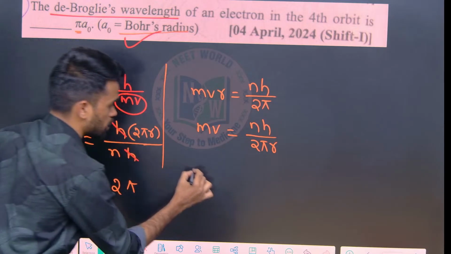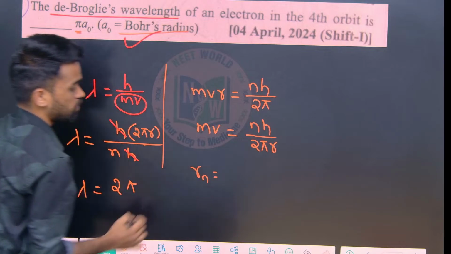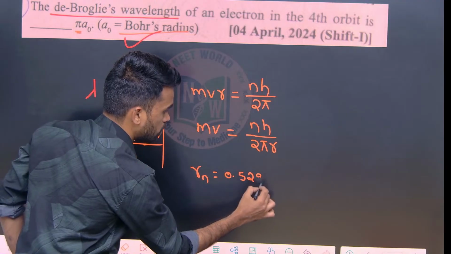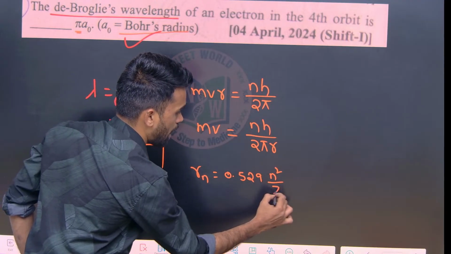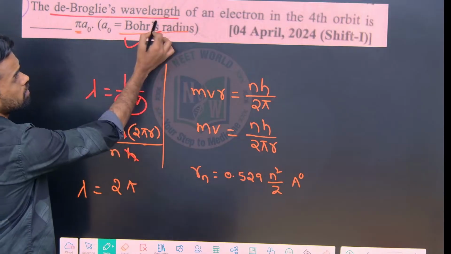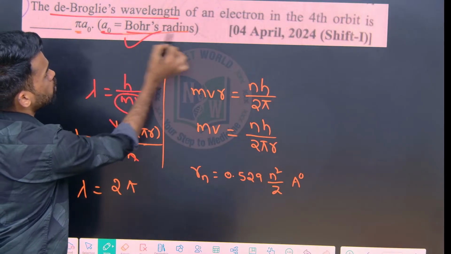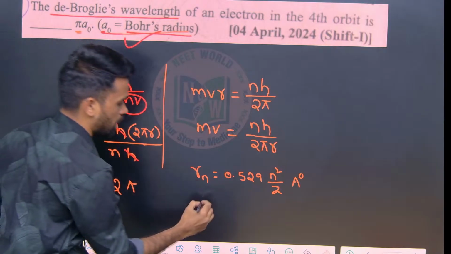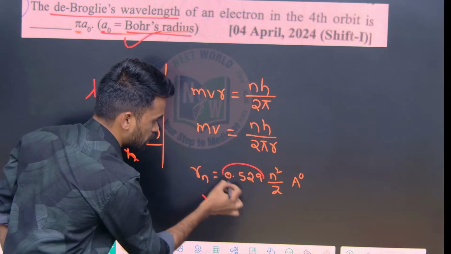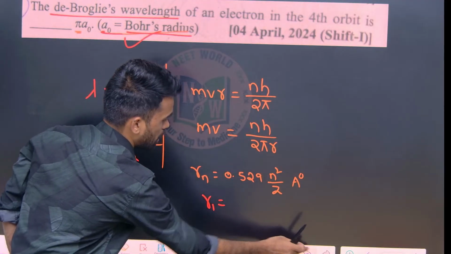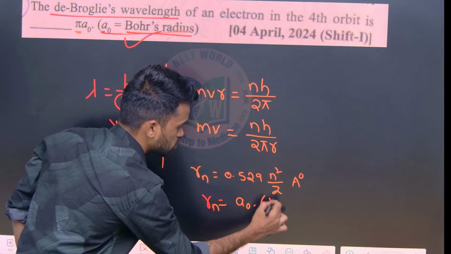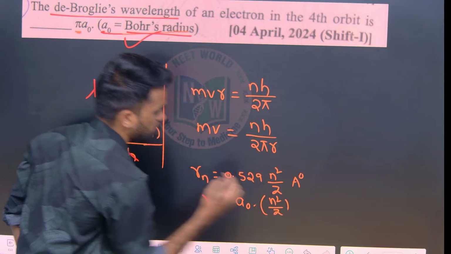And r means what? Radius of the nth orbit. What is the formula for the radius of the nth orbit? 0.529 n square by Z, in angstrom units. They are saying a naught is Bohr's radius, it means the first orbit radius, r1. That constant they have taken as a naught, so the formula we can use here is a naught into n square by Z.